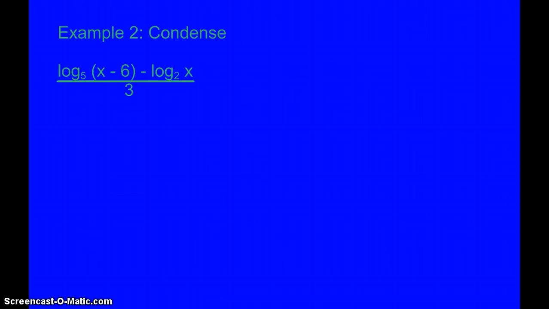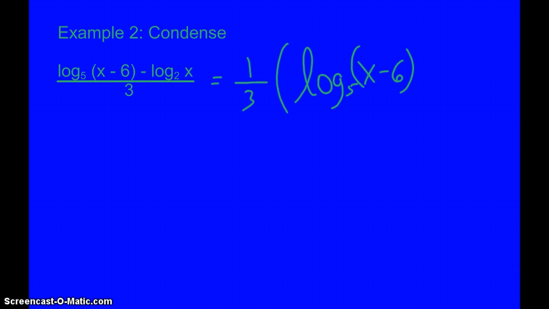Example 2 is one that tends to cause people a lot of stress. When you're asked to condense a problem such as this, log base 5 of x minus 6, y minus log base 2 of x, all divided by 3. And the big issue comes in with this concept of division. What we need to understand is the division is the same as multiplying by a fraction. So therefore, I'm going to rewrite this as 1/3 times log base 5 of x minus 6 minus log base 2 of x.